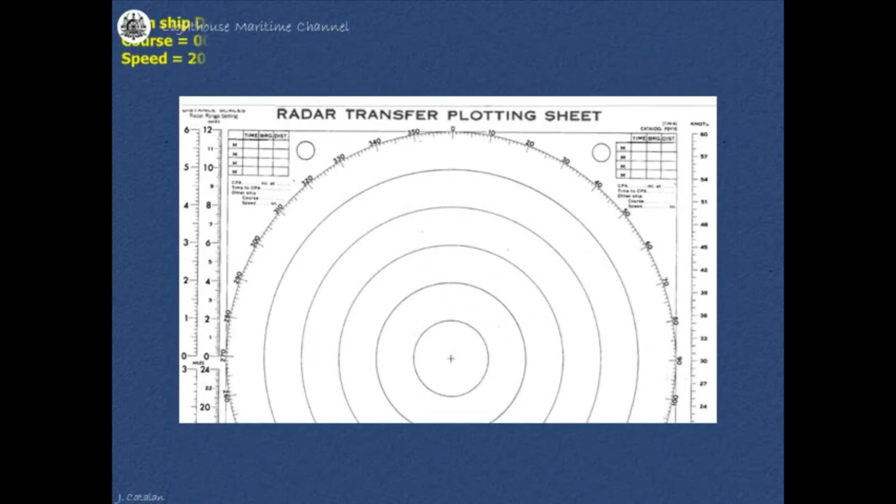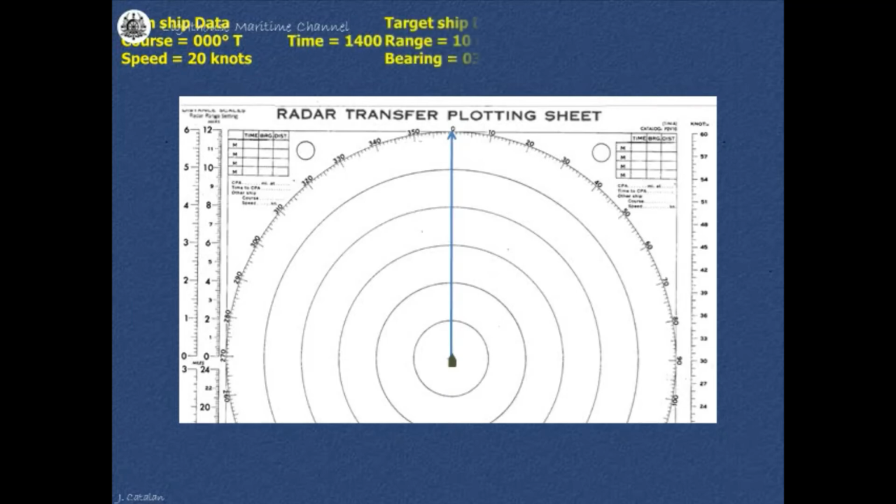Plot the own-ship data. Course is equal to 000 degrees true. Speed is equal to 20 knots. Draw a ship at the center of the radar transfer plotting sheet to be the guide for the plotting process. Plot the target ship data.